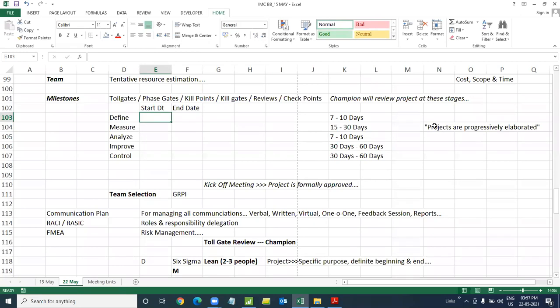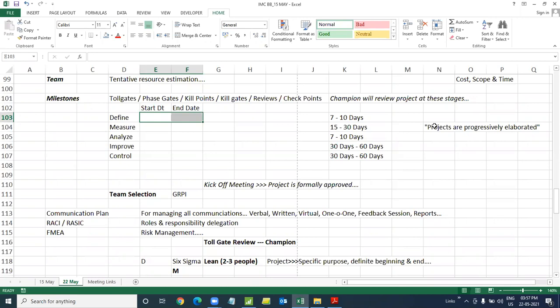Whatever you must have defined and understood, we'll have a review at the end of the define phase with the champion. We'll tell them this is what we planned, this is where we have reached, whatever challenges we faced, what could have been done better. Bottom line, that's the review phase. It's the time where you try to share your challenges, because it's in the best interest of the champion that your project is successful. Ultimately, the champion is the one who will answer to the management.